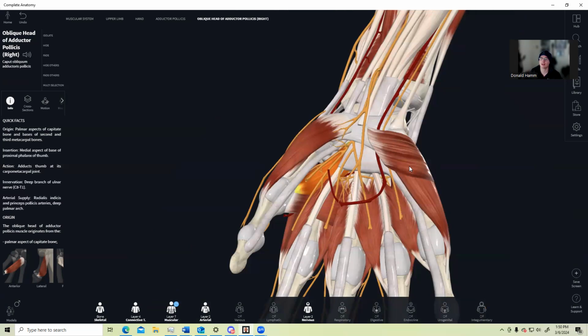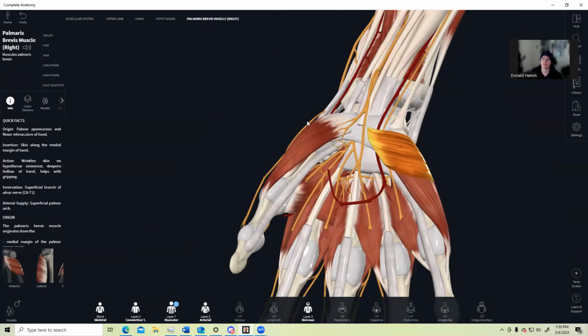Next, let's go to the hypothenar eminence. We have this weird muscle over here, palmaris brevis. It has this transverse fiber arrangement. It wrinkles the skin. It helps make a concave surface so we can pick up tools. Really not too much else special about it. So let's kind of get that one out of the way.